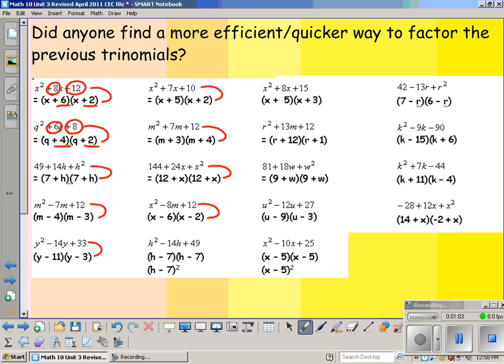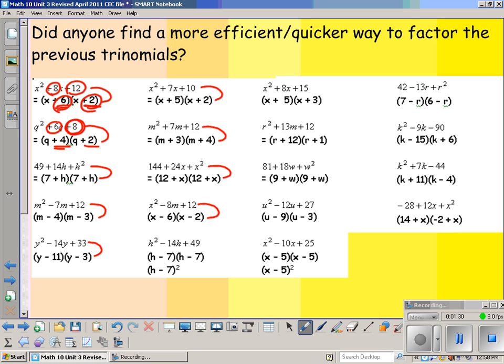Well, if you think back to the box method yesterday, remember we were finding factors of 12, and then when we did our diagonal multiplication, they needed to add up to 8. So let's have a look here. Do 6 and 2 multiply to 12? The answer is yes. Do 6 plus 2 add up to 8? The answer is yes. Let's see if that pattern holds true on the next one.